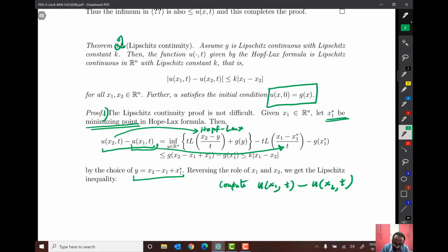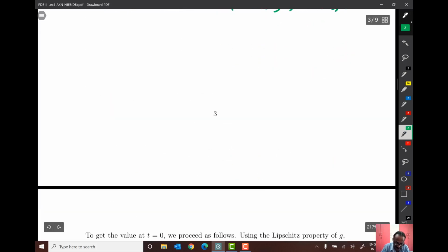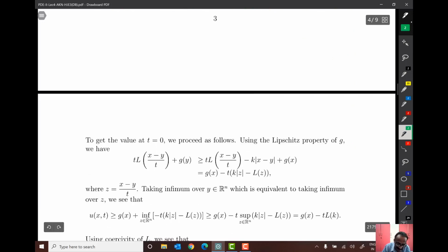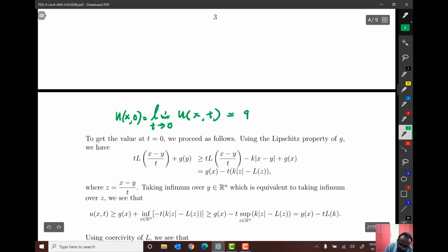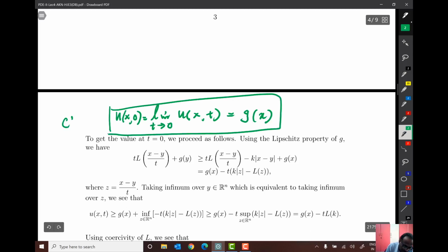And I want to check my initial condition. So I'll go to the initial condition. What is the meaning of the initial condition? I want u(x,0) to be interpreted as a limit, the limit as t tends to 0 of u(x,t). I want to prove this is equal to g(x). This is the claim I want.